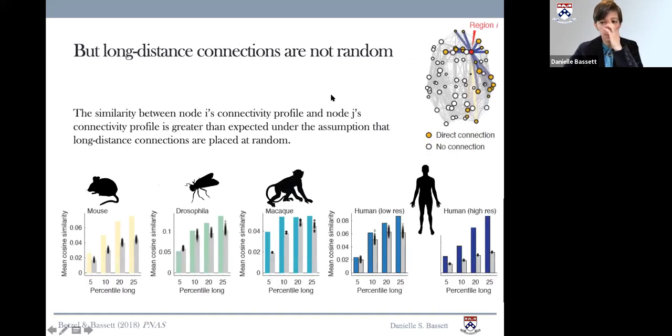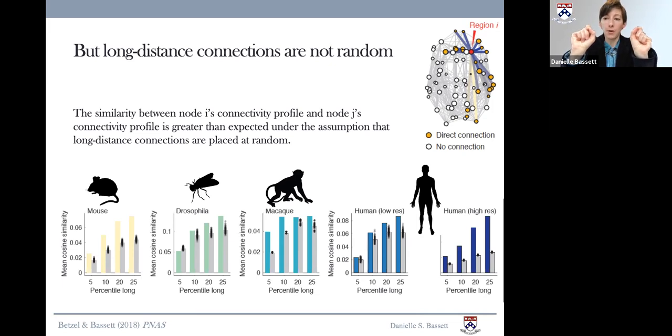All right, so let's look at the data. We're going to go through those same species again, and we're going to ask the question, are long distance connections placed at random, or is there some shared structure between where the long distance connections are placed? So to do that, I want to quantify the similarity between node I's connectivity profile to the rest of the brain and node J's connectivity profile to the rest of the brain. So we have two nodes, node I and node J. I'm going to ask how similar are their connectivity patterns to the rest of the brain. And we're just going to use a simple measure of cosine similarity for that similarity.